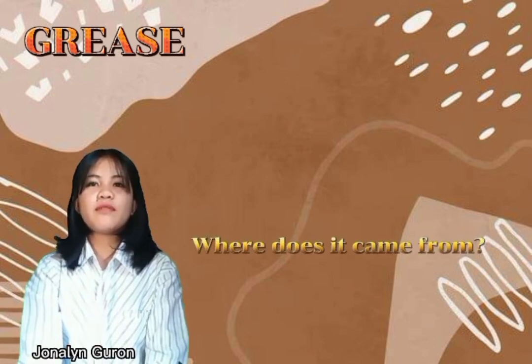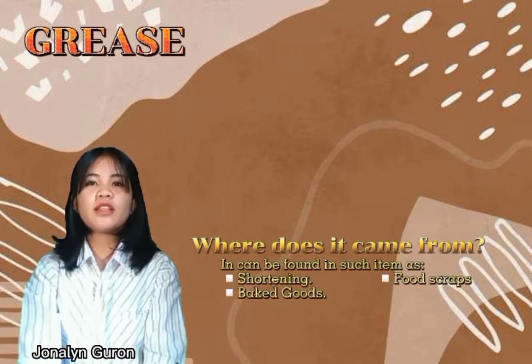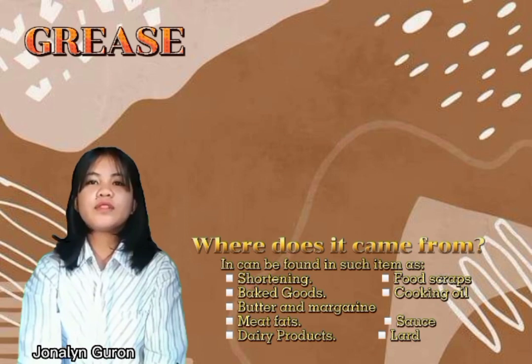Where does grease come from? Grease is the common term for animal fats and vegetable oils. It can be found in such items as seasoning, food scraps, baked goods, baking oil, butter and margarine, meat fats, sauces, dairy products, and lard.